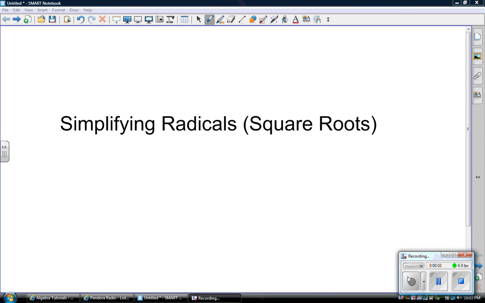Hey there. Today we're going to talk about simplifying radicals. Now, all a radical is, is a square root or any other type of root. Cube root, could be a fourth root, but we're going to focus here first with square roots, and talk about how we go ahead and simplify them.